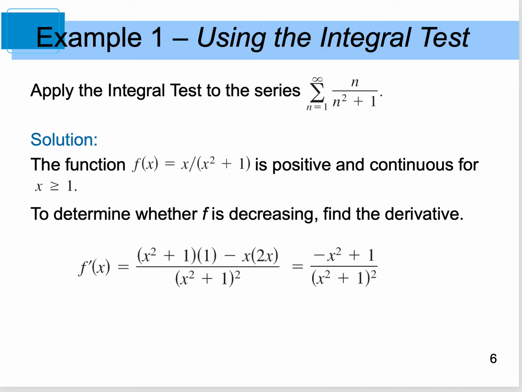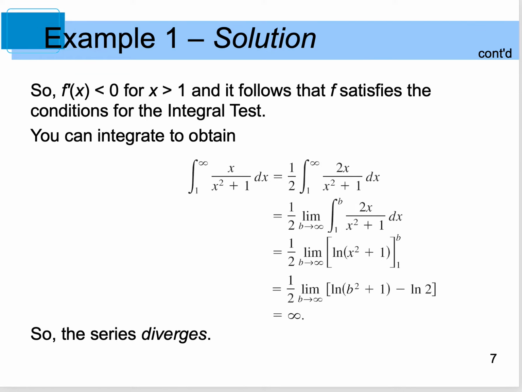So if I want to apply the integral test, I'm going to take the derivative of it. Now I have the derivative, and I can understand from the derivative that it is going to be less than 0 for anywhere that x is greater than 1, which means it satisfies the conditions of the integral test. So I need to know that my function is on a steady path.